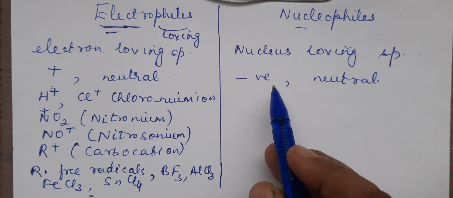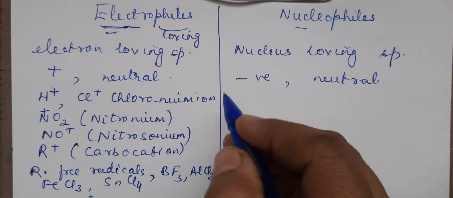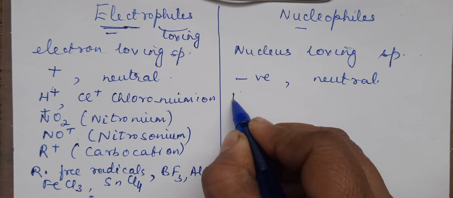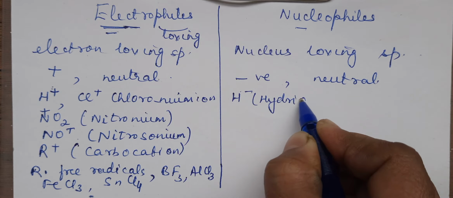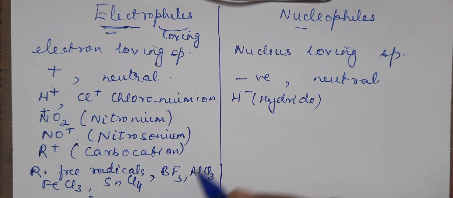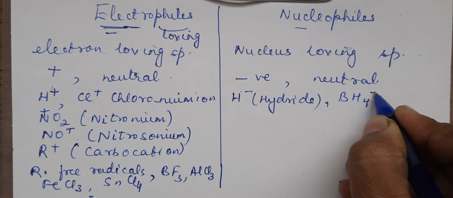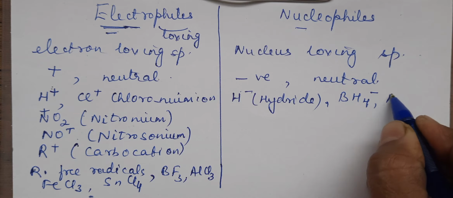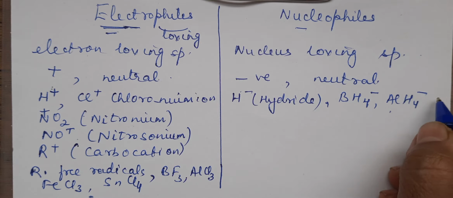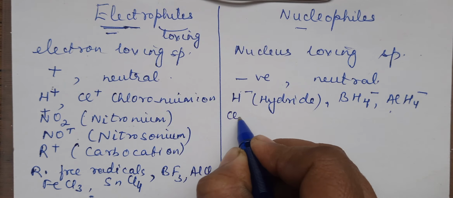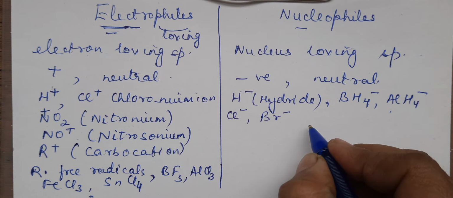Now nucleophiles. We discussed they are nucleus loving species. That means they can either be negatively charged or they can be neutral. First I'm taking examples of negatively charged ones. H minus. What is H minus? Hydride ion. What was H plus? Proton. This is the hydride ion. Then you can have BH4 minus. BH4 is borohydride. AlH4 minus is aluminium hydride. These two are quite common. Another negatively charged one is Cl minus, chloride ion, bromide ion, iodide ion, and so on.